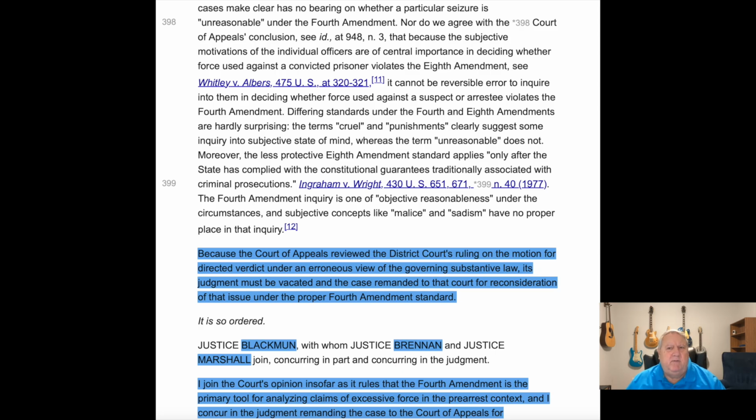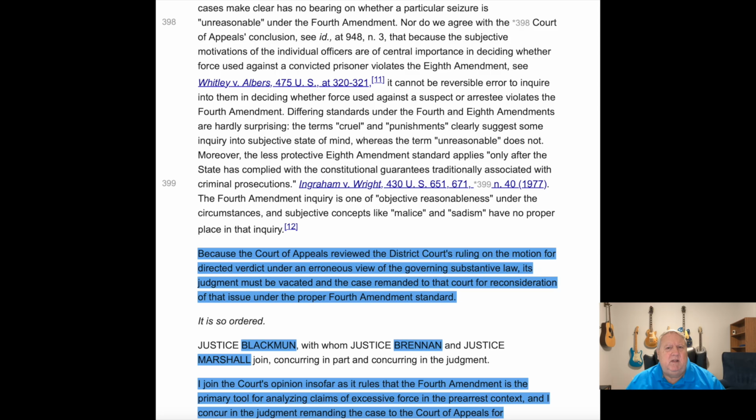Differing standards under the Fourth and Eighth Amendments are hardly surprising. The terms cruel and punishments clearly suggest some inquiry into a subjective state of mind, whereas the term unreasonable does not. So that prison situation, the guard beating the prisoner, that would actually take a look at subjective intent there, so I know what the court is saying.